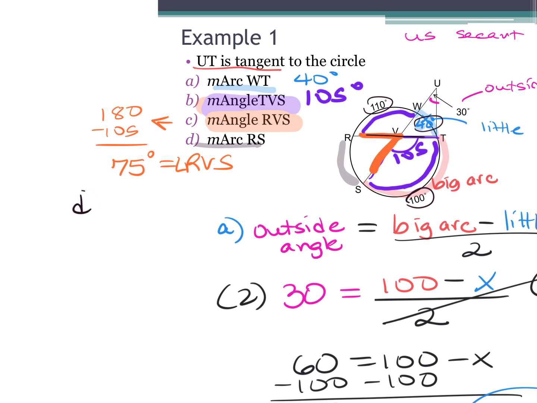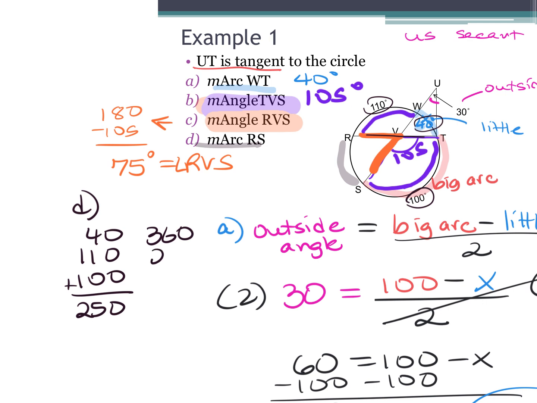So for part D, you could do 40 plus 110 plus 100. You'll get 250. Subtract that from 360. And the measure of arc RS is 110.